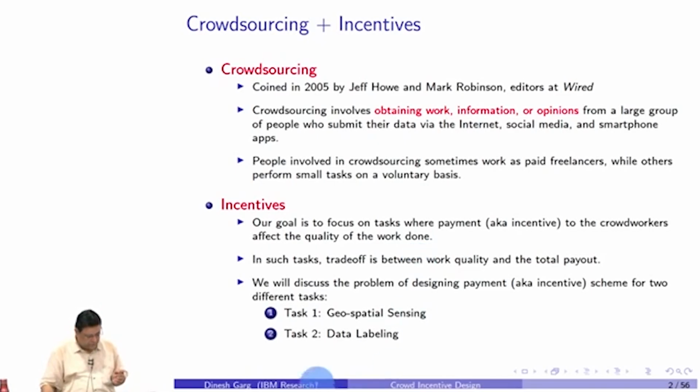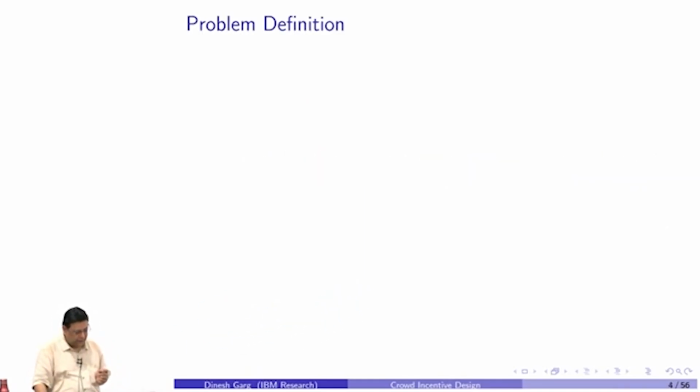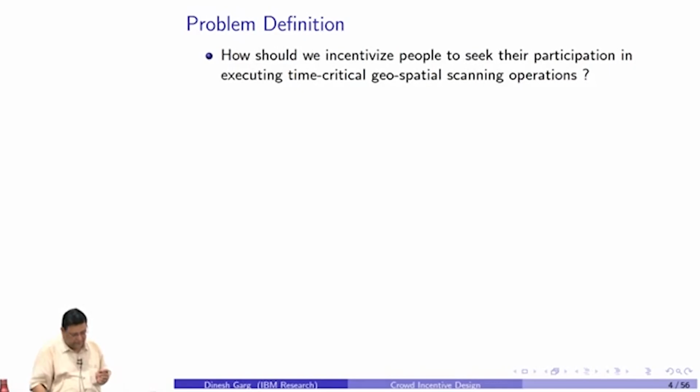So let's go to geospatial sensing. What is geospatial sensing? In this task, we want to design a certain incentive scheme for people to seek their participation in executing some time critical geospatial scanning operation. What does it mean? Time critical geospatial scanning operation.